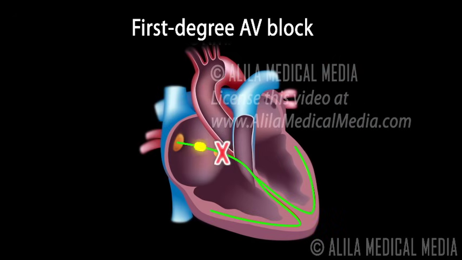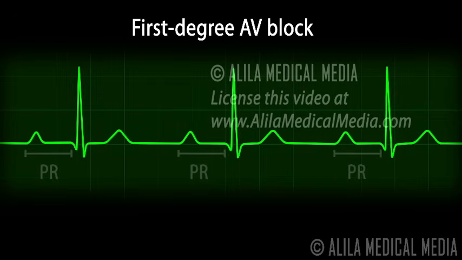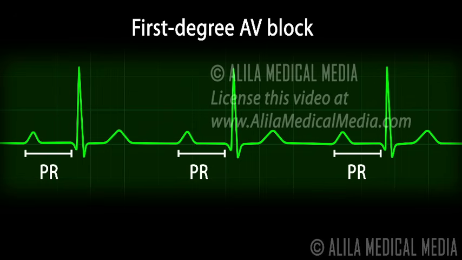There are 3 degrees of AV block. First degree AV block: the electrical signals are slowed as they pass from the SA node to the AV node, but all of them eventually reach the ventricle. On an ECG, this is characterized by a longer PR interval of more than 5 small squares. First degree AV blocks rarely cause symptoms or problems and generally do not require treatment.